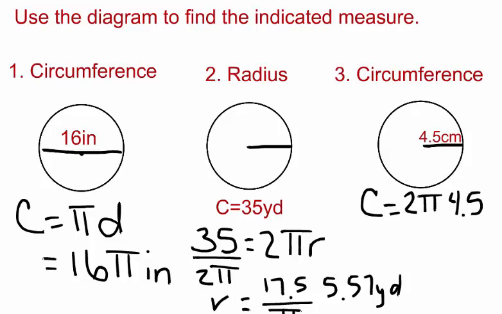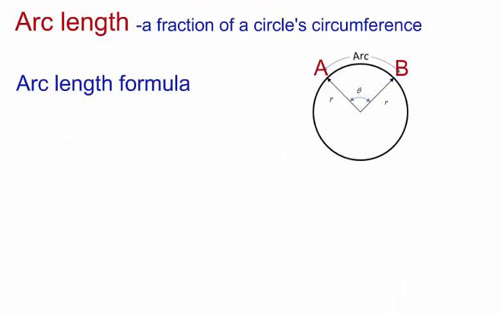Either answer works. And for the last one, it's the circumference, and it gives you 4.5 centimeters, which is the radius. So C equals 2 pi times 4.5. And I'm going to leave this in terms of pi. The circumference of this would be 9 pi centimeters.